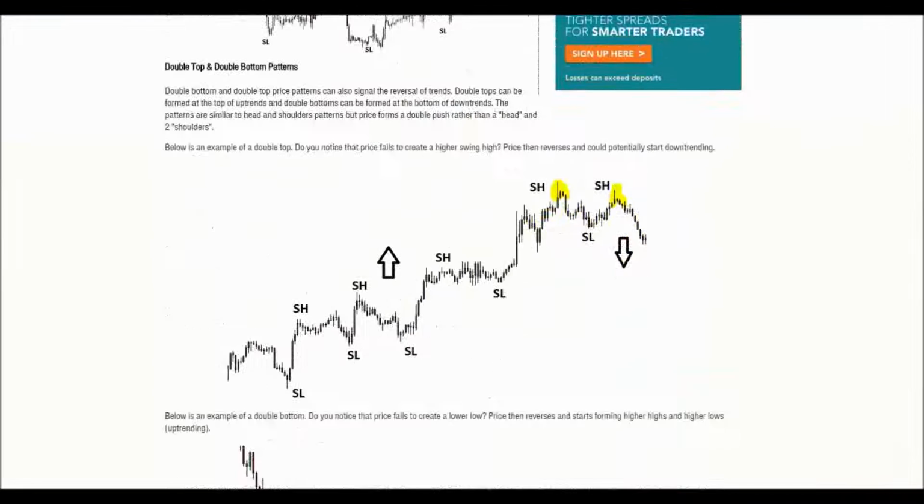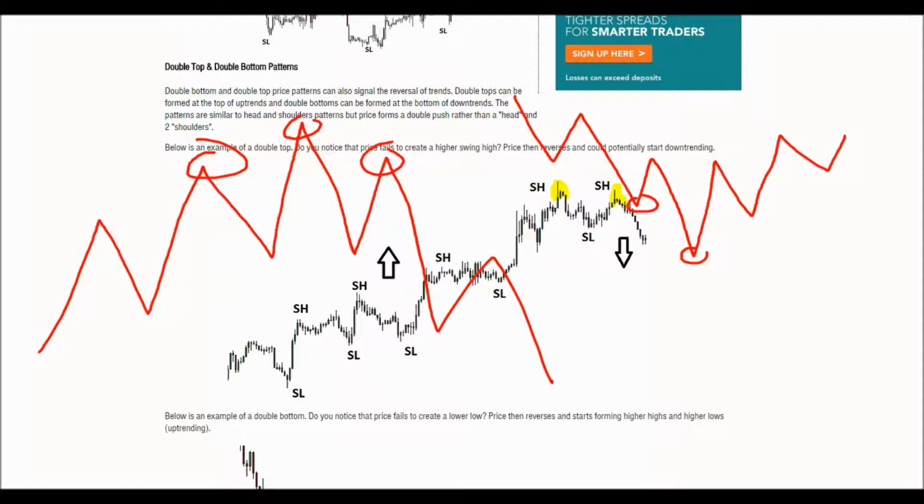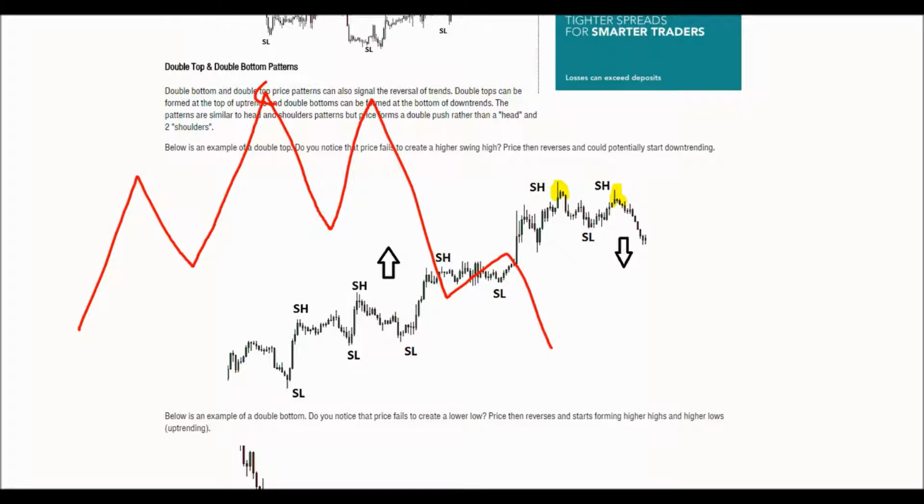And as always, the best thing to do is just to look at the charts and try and identify these things yourself. So double top and double bottom patterns, unlike the head and shoulder patterns that kind of have these three peaks, or the inverted head and shoulder pattern that has three troughs, a double top just has two. So you have something like this, and it's just a failed push higher.